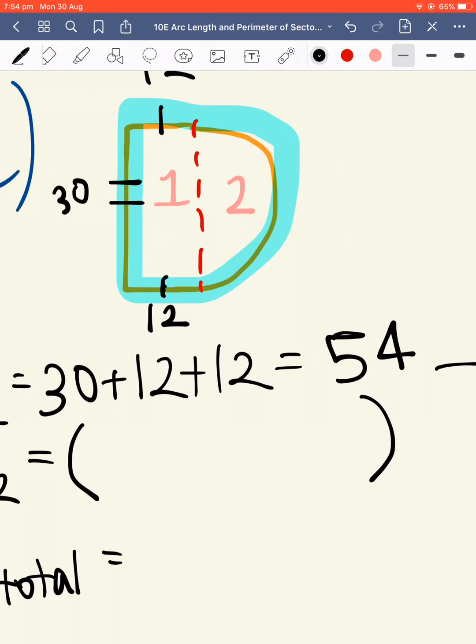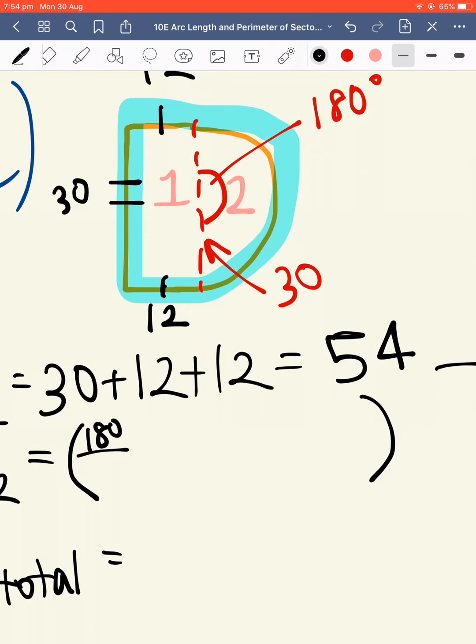So with my semicircle, I need to find out what my radius is. Having a look here, because this is a rectangle, this radius will actually be 30. So let's annotate that on our diagram. So this would be 30. And my angle here is actually 180 degrees. So now we have something to plug in. So our angle divided by 360, multiplied by 2, multiplied by pi, multiplied by my radius.